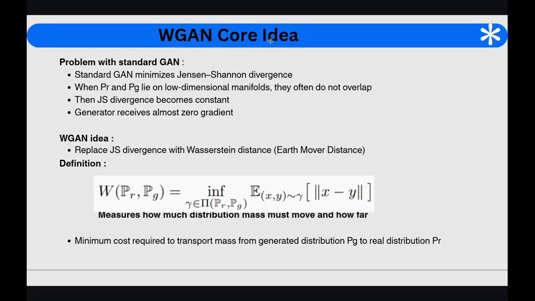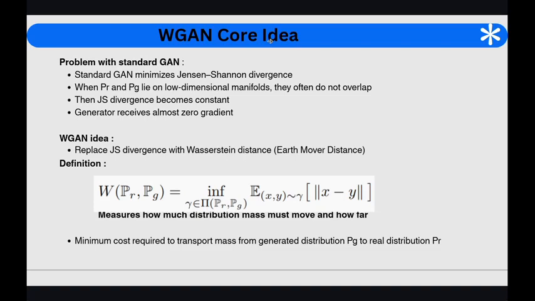My roll number is 17. So my part is the WGAN core idea, in which standard GAN uses JS divergence to compare real and generated data. The problem is, in the beginning of training, generated data are just noise. So real and fake distributions are very far apart. Because of this, the discriminator becomes too strong very quickly. So it separates real and fake samples and then stops giving gradients to the generator. This makes the training unstable and the generator does not improve properly.